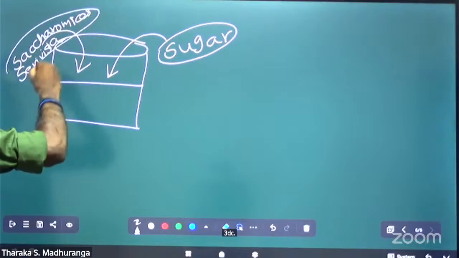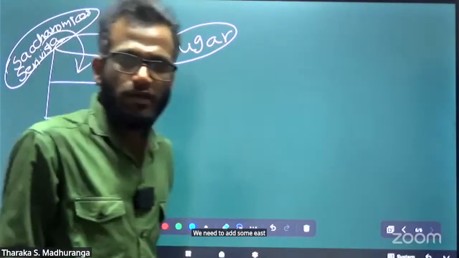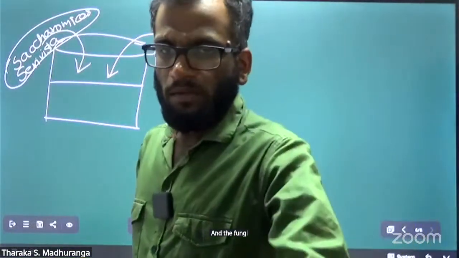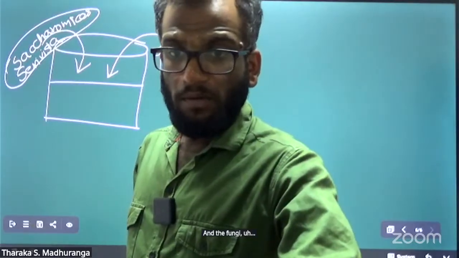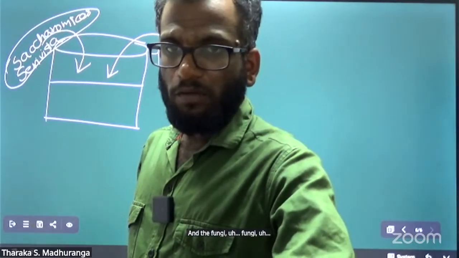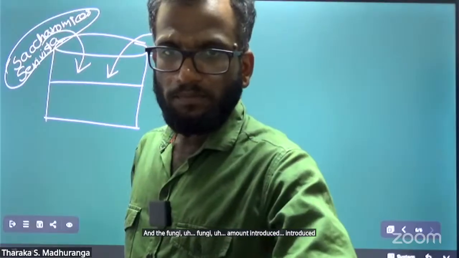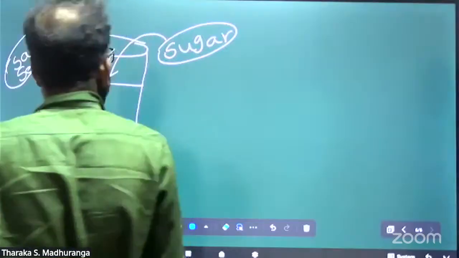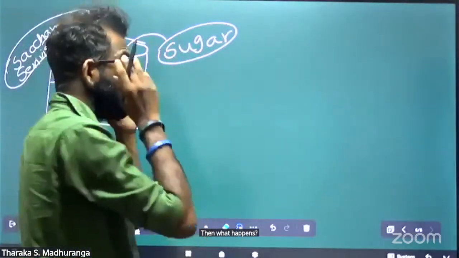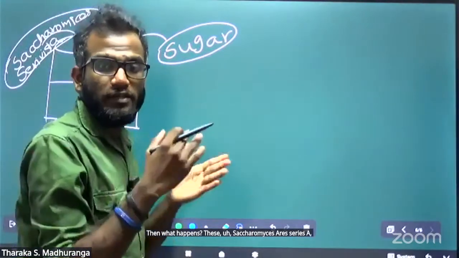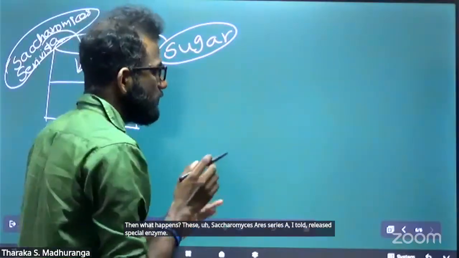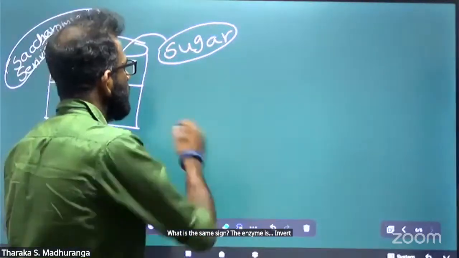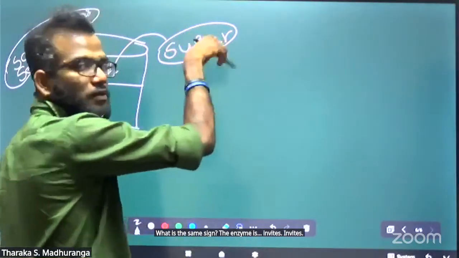We need to add some yeast amount. That means yeast is a fungi, and the fungi amount is introduced to this mixture. Then what happened? This Saccharomyces cerevisiae, I told, releases a special enzyme. What is this enzyme? The enzyme is invertase. Then we added sucrose.